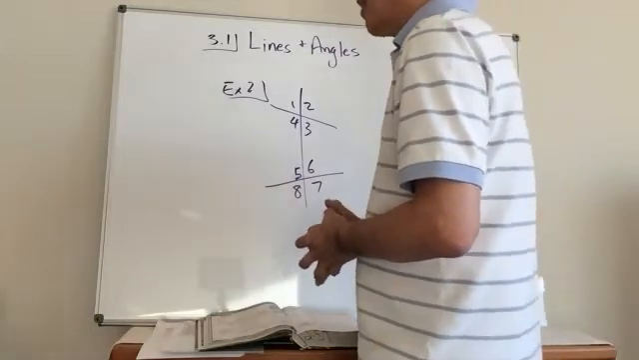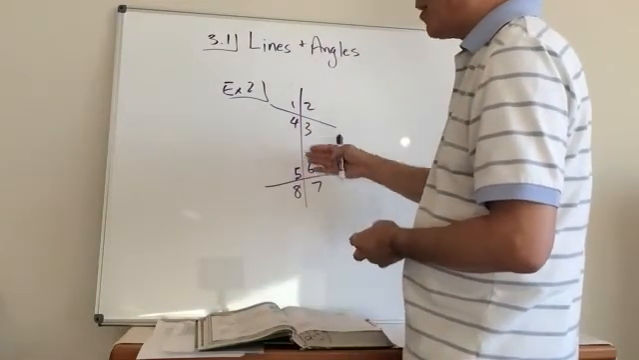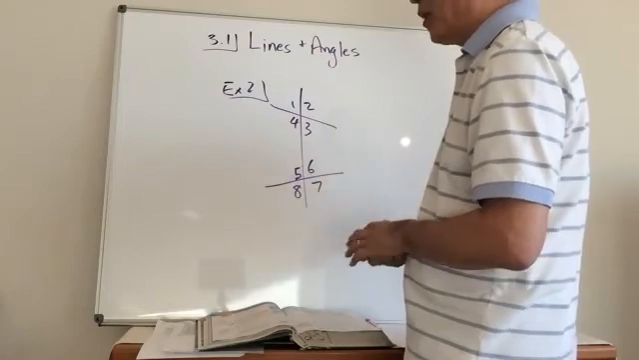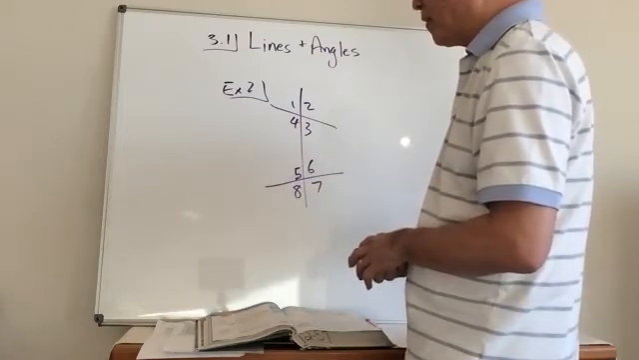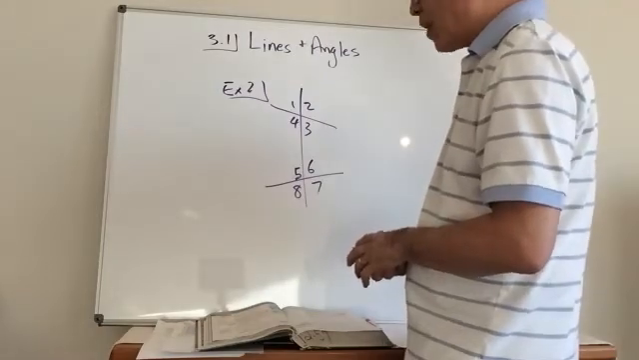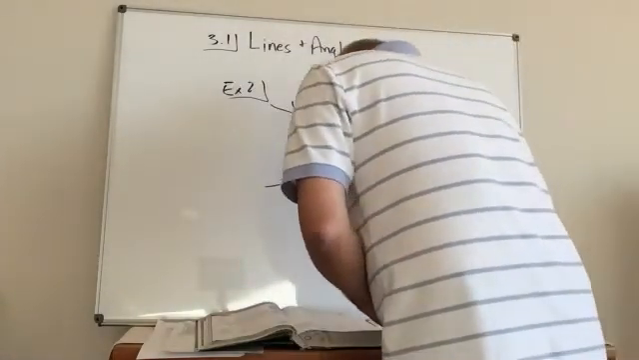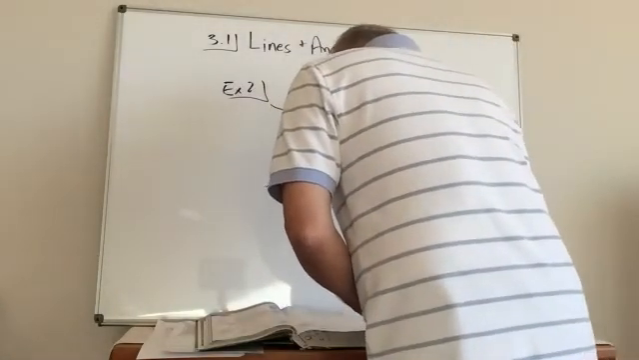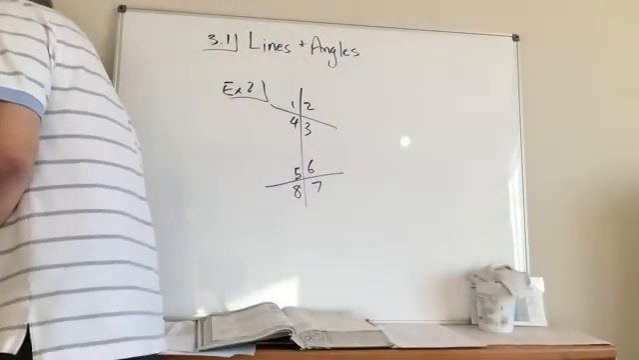Okay. I'm asking you a set of corresponding angles here on the board. 4 and 8. 4 and 8. Okay. All right. Sounds good. All right. Moving on to the next one. We have alternate interior angles. Alternate interior angles.